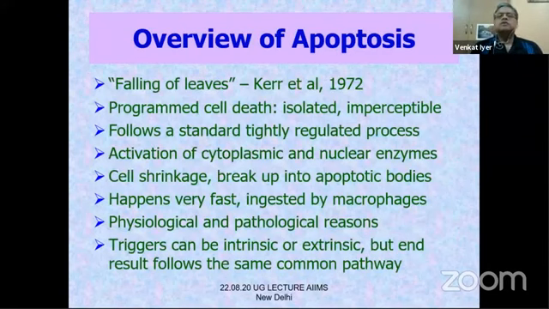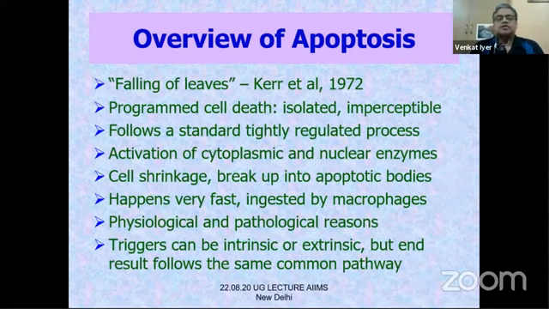If you look at an overview of apoptosis, what it means is falling off leaves. And it was first discovered only in 1972, which is pretty late because cell injury was being described by Rudolf Virchow almost 100 years before this. It is a programmed cell death which is isolated, imperceptible, and follows a standard, tightly regulated process.